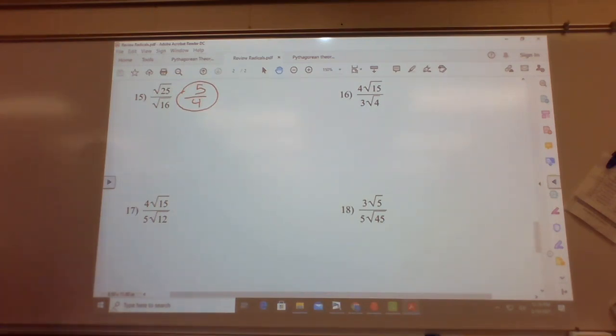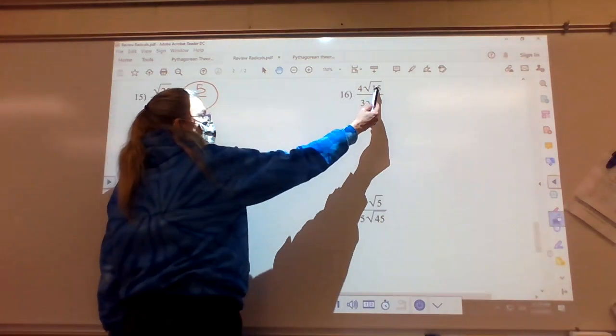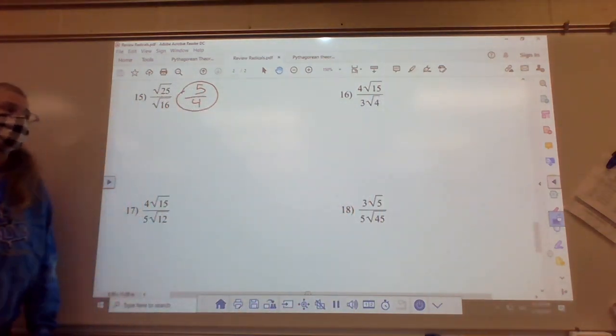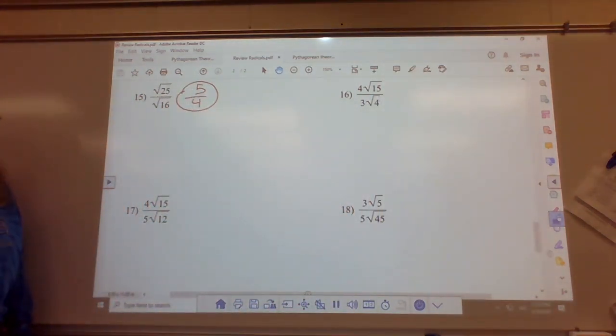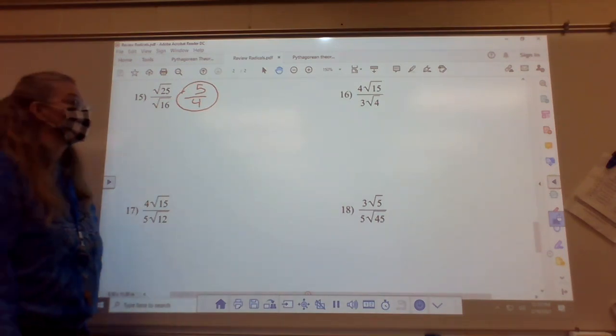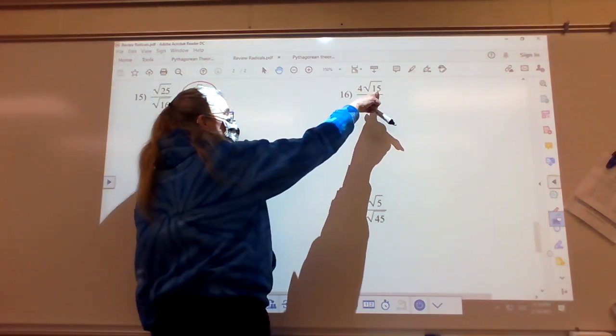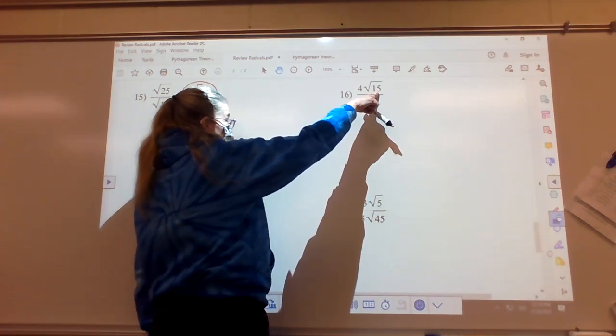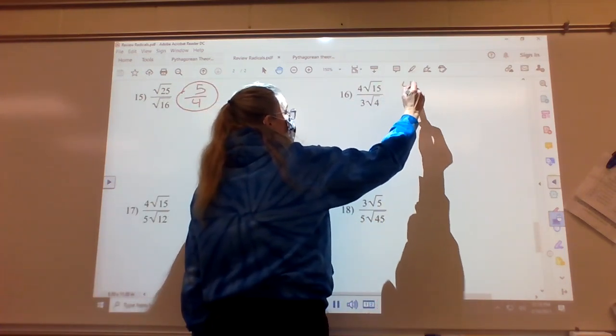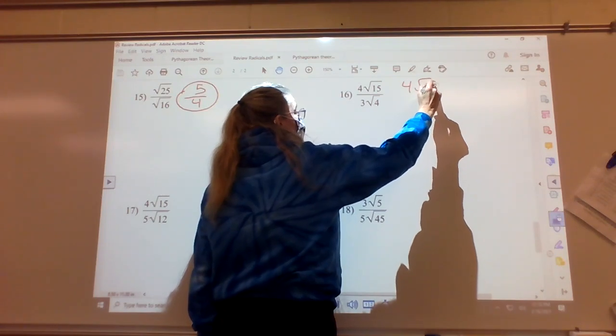16. I've got a 15 and a 4 under the radical. Can I reduce a 15 and a 4? Nope. So next is to simplify. Now 15, yes, it breaks apart as 3 and 5, but that still doesn't help me. So I'm just going to leave it 4 radical 15.